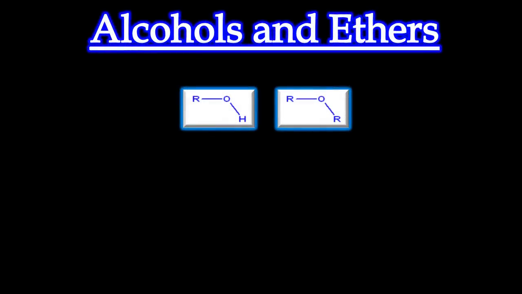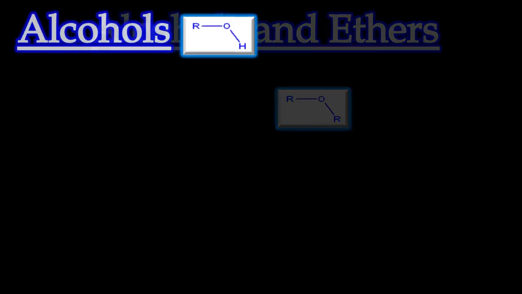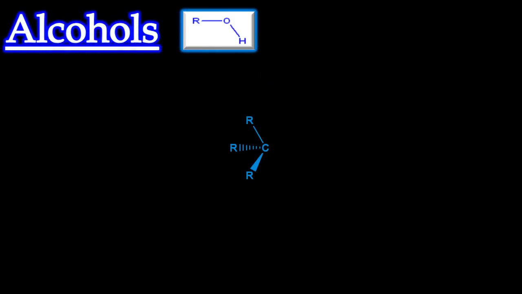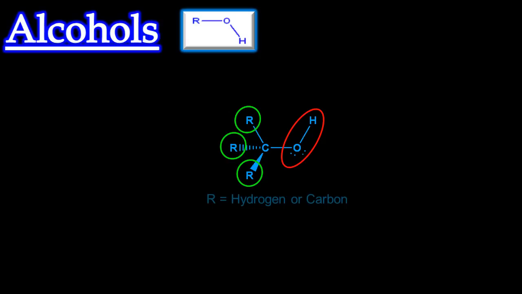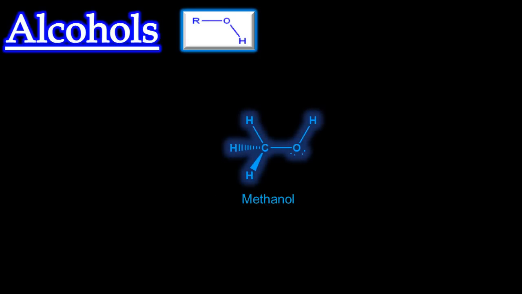Alcohols and ethers. We'll first take a look at alcohols, which feature a carbon-containing group bonded to an OH group, otherwise known as a hydroxy group. The carbon is then bonded to either additional carbons or hydrogens. If all three of these groups are replaced with hydrogens, then this results in methanol, the simplest of all alcohols. Notice that methanol features a methyl group and an OH group. This is why sometimes methanol is referred to as methyl alcohol.